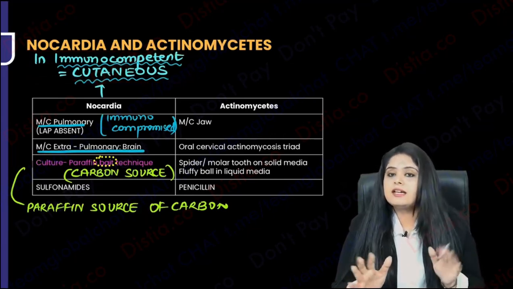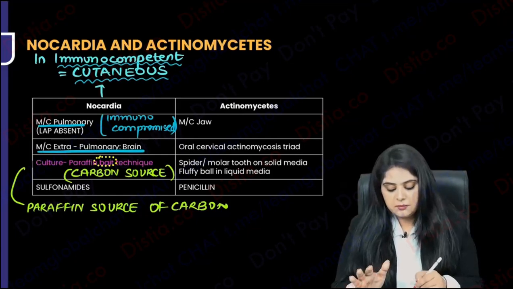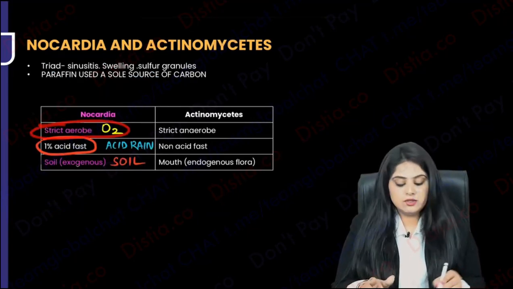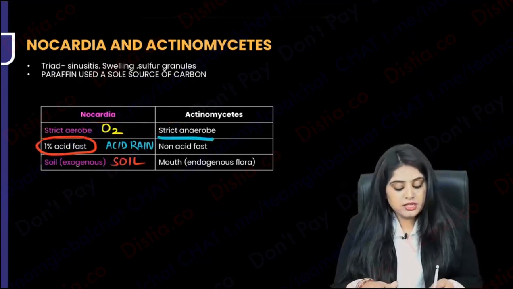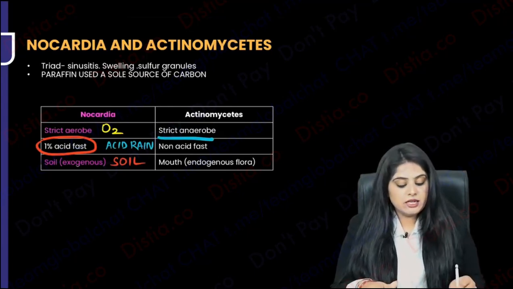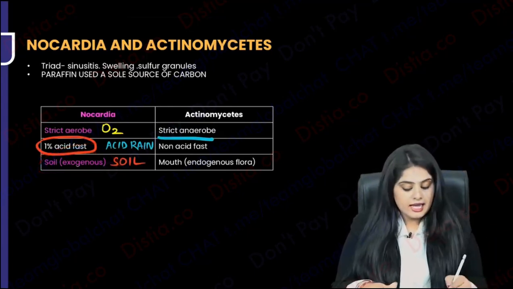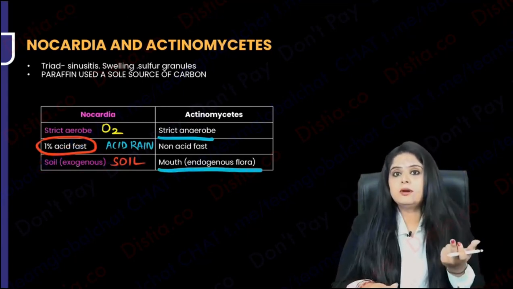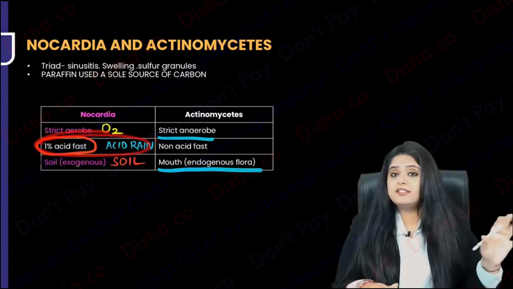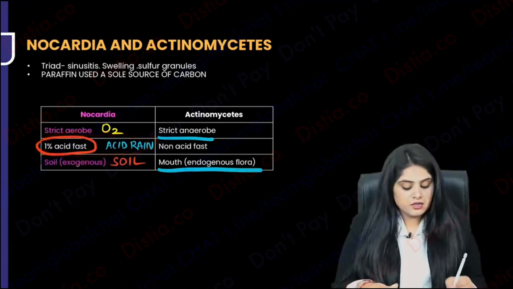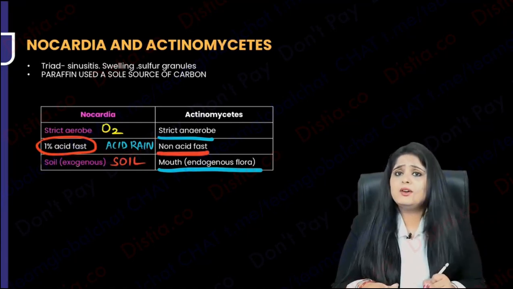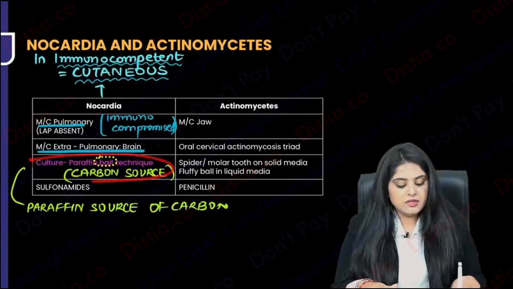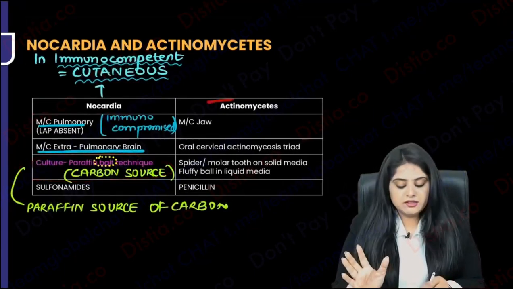If you've done this, actinomyces is now going to be completely opposite. Remember, if nocardia needed oxygen, actinomyces is going to be a strict anaerobe. If nocardia was exogenous in the soil, actinomyces is endogenous. It's present in the mouth flora. It's normal in the mouth flora. If nocardia was acid fast, then actinomyces is going to be non-acid fast. Next, if nocardia needed that carbon bait, actinomyces says no.